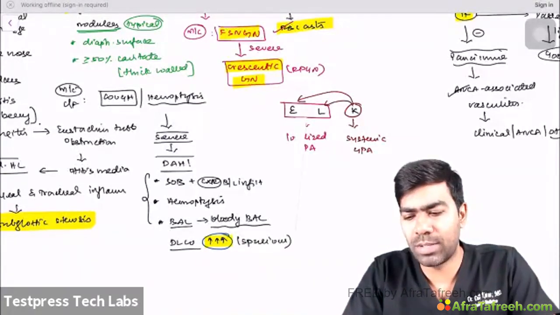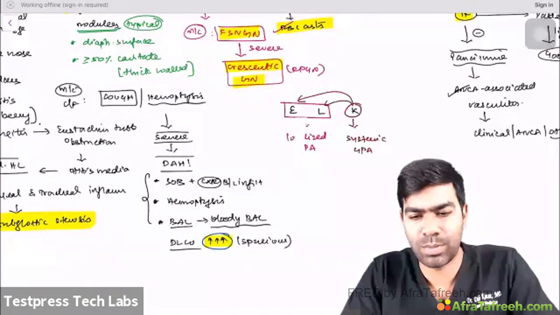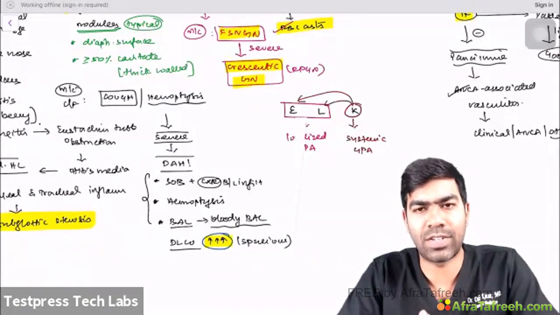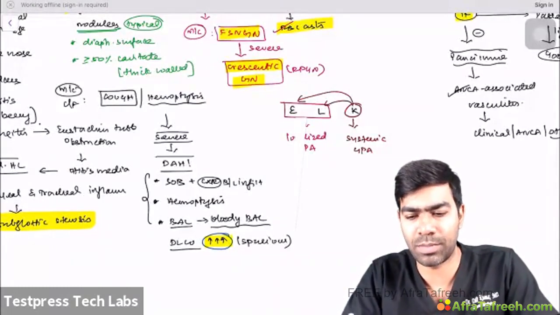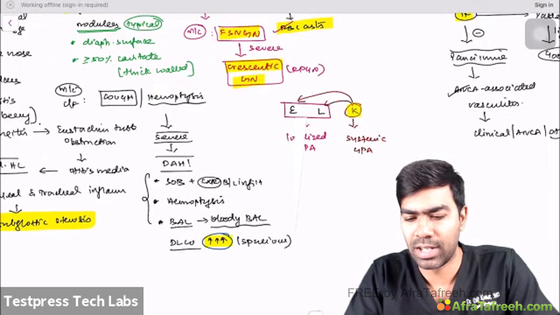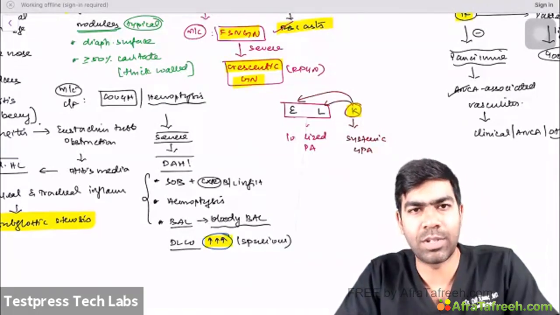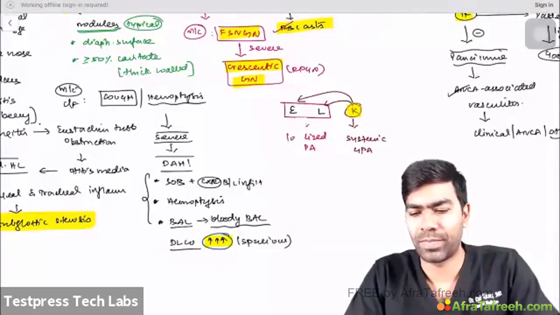Clear? Localized GPA usually does not need any high-level immunosuppression. Oral steroids alone will be more than enough. But as far as systemic GPA is concerned, you need a high-level immunosuppression like cyclophosphamide or rituximab. So kidney involvement is the one that defines whether the patient is having a systemic GPA or a localized GPA.